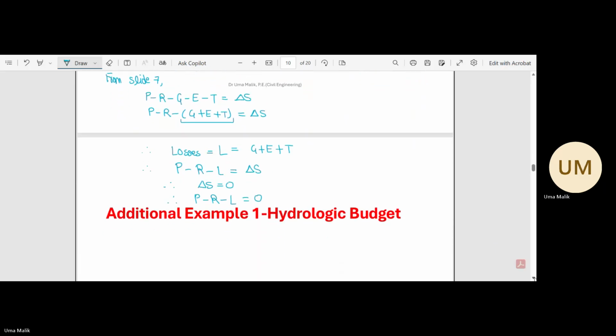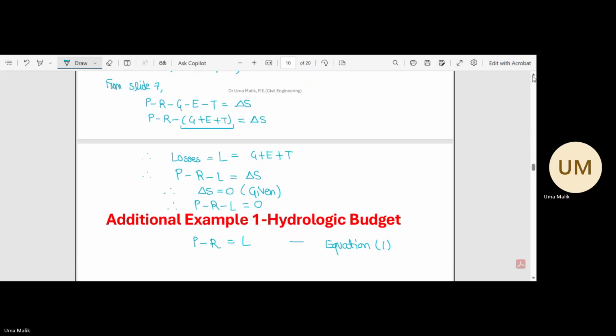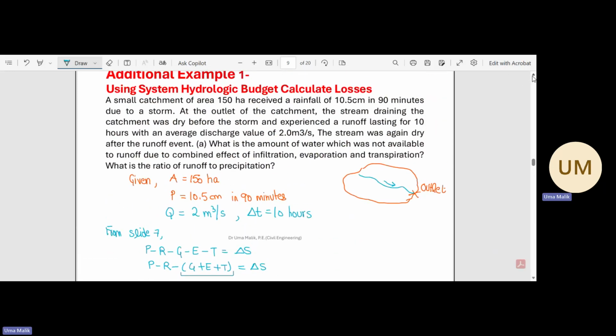Therefore, P minus R is equal to L. So this is my equation 1. Now I need to solve for L. That is my first part: what is the amount of water which was not available to run off due to the combined effect of infiltration, evaporation, and transpiration? So infiltration led to groundwater.